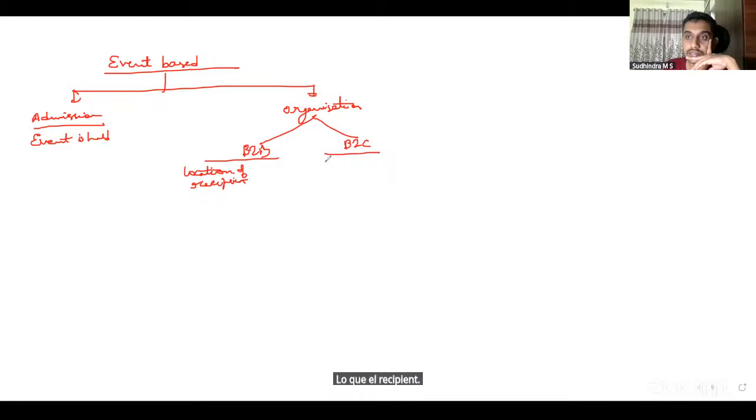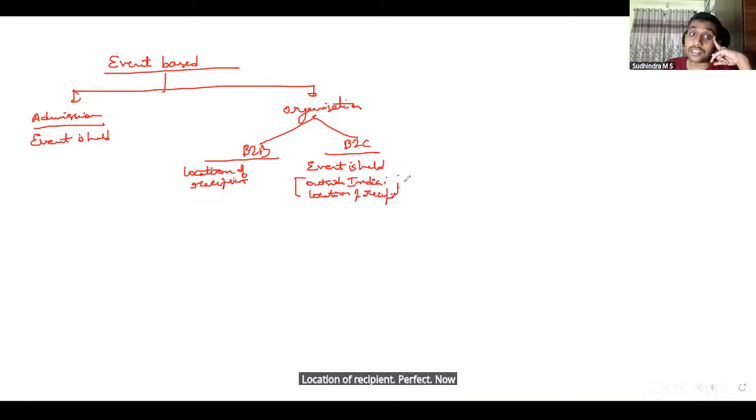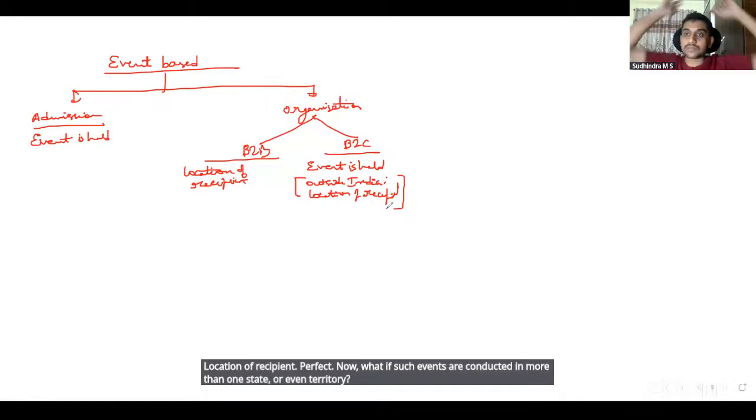Where the event is held. Now, what if the event is held outside India? Location of recipient. Perfect. Now, what if such events are conducted in more than one state or union territory?